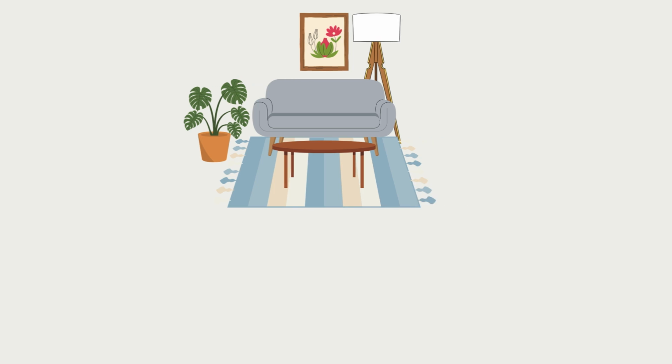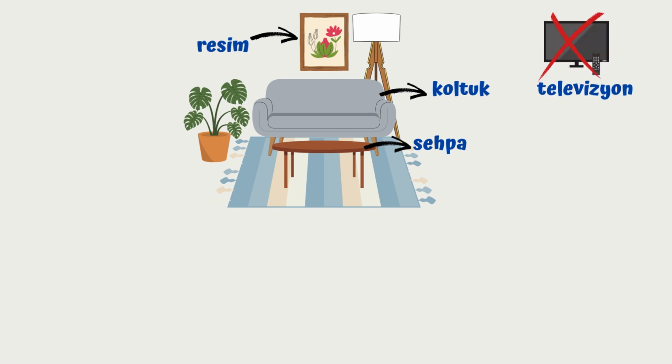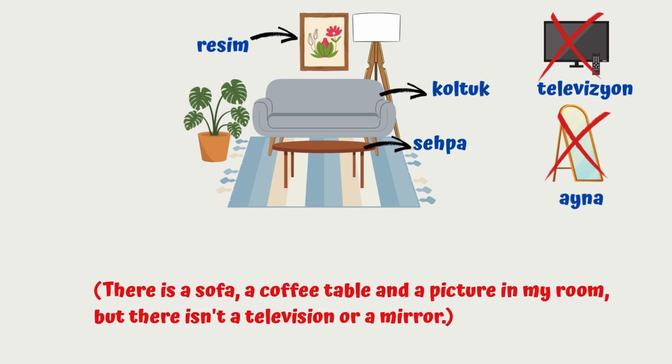Okay, remember we studied this. We have a living room. So there is a resim, koltuk, sehpa. But there isn't a televizyon or ayna. Right, so this is what we're gonna say. There is a sofa, a coffee table, and a picture in my room, but there isn't a television or a mirror.